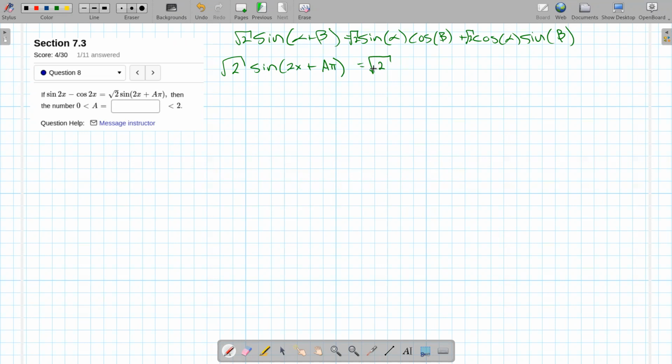And with these trig identities, don't get stuck in option paralysis. Find an identity that looks like something in your problem and try it and see what happens. If it's a dead end, it's a dead end. Try a different one. 2x for alpha, a pi for beta. Square root of 2 cosine, alpha is 2x, and sine, beta is a pi.